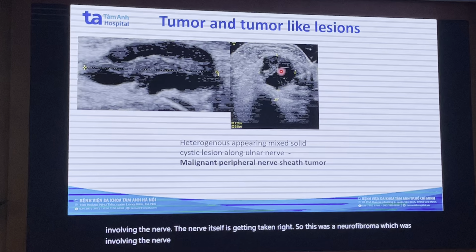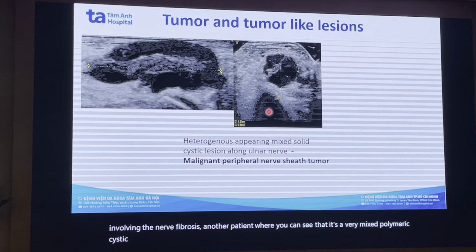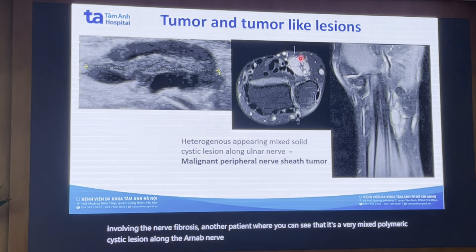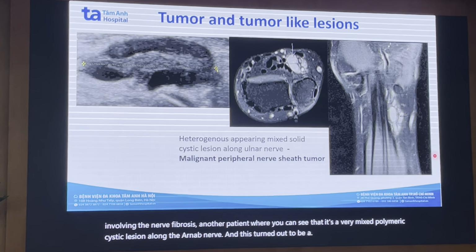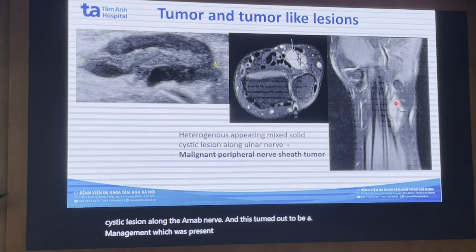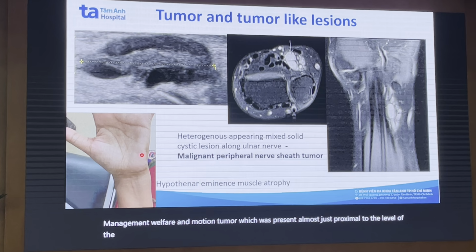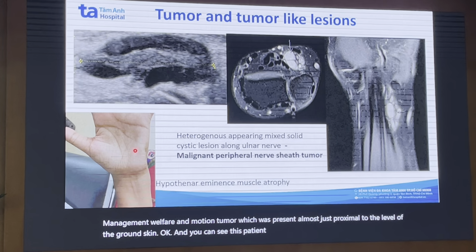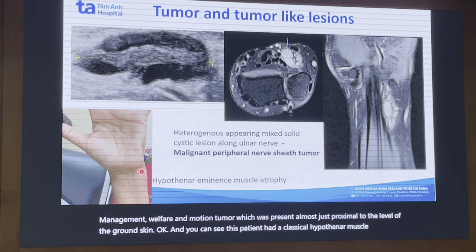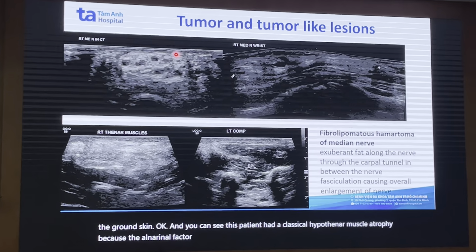Another patient where you can see that it's a very mixed solid cystic lesion along the ulnar nerve, and this turned out to be a malignant peripheral nerve sheath tumor which was present almost just proximal to the level of the Guyon's canal. Okay, and you can see this patient had a classical hypothenar muscle atrophy because the ulnar nerve had the tumor. This is a very classical example.